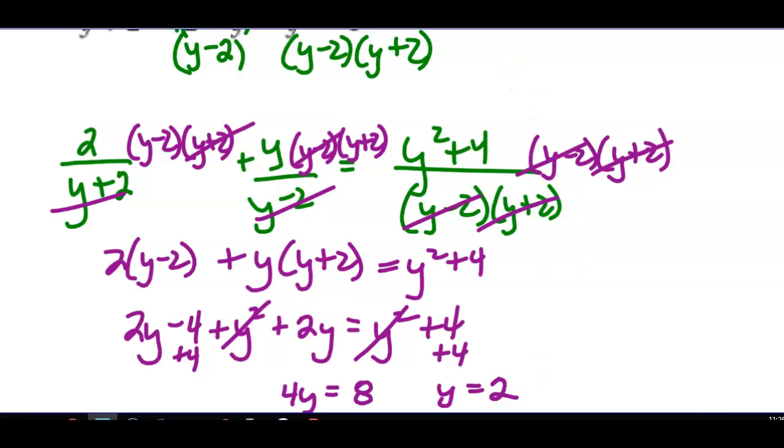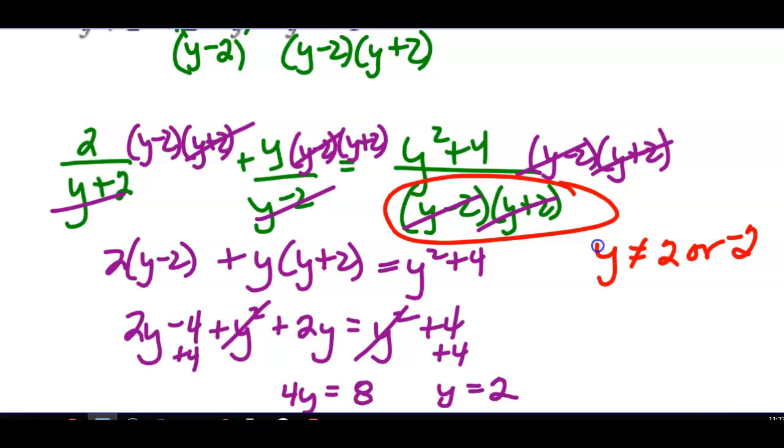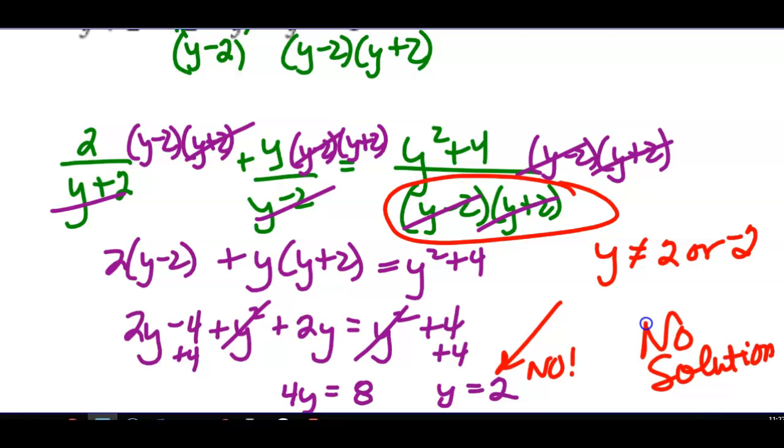Uh-oh. Anybody have alarms going off in their head? Remember what our denominator was way back up here? Y could not equal 2 or negative 2. So this is a no. So we end up with no solution, okay? 2 was an extraneous solution. So be careful on these. All right.